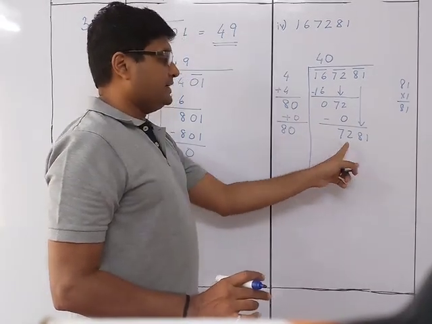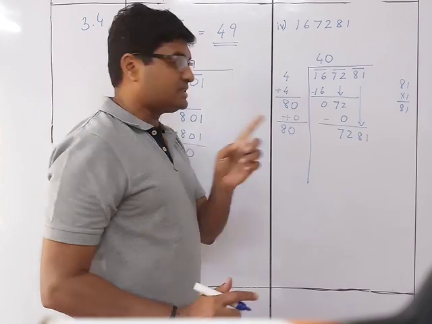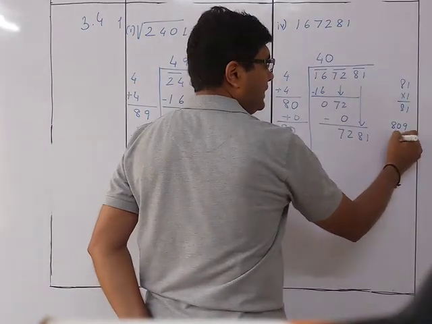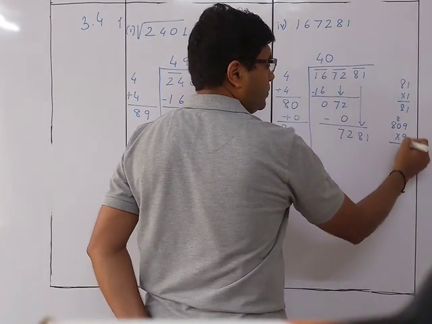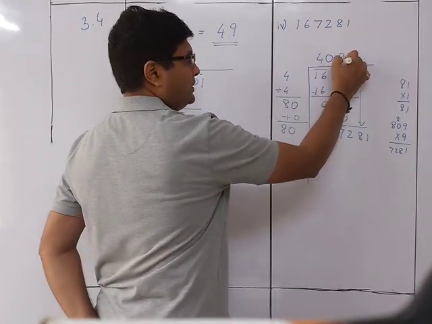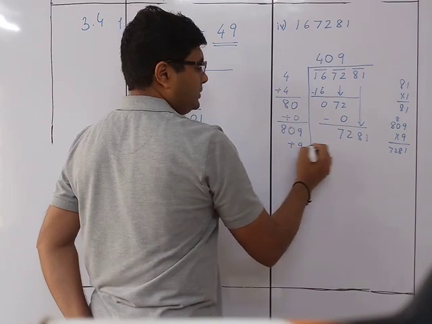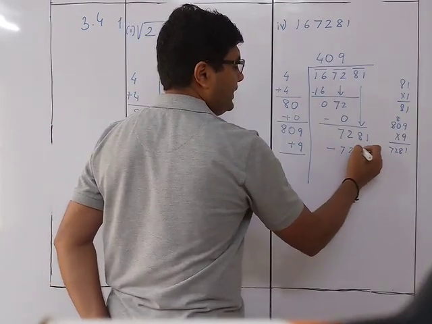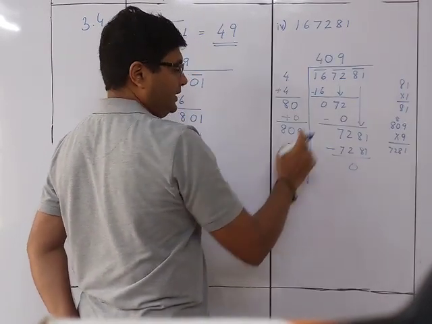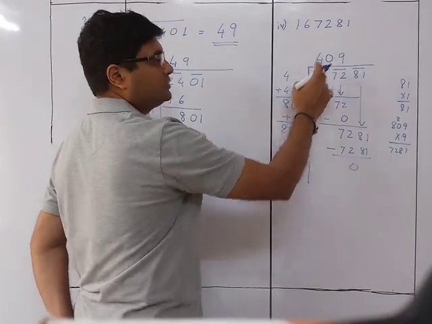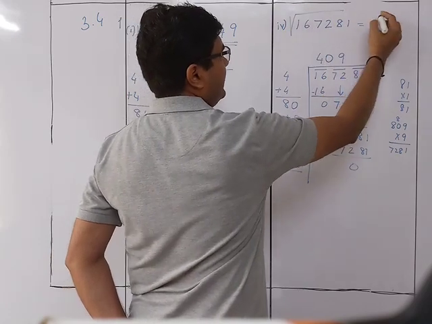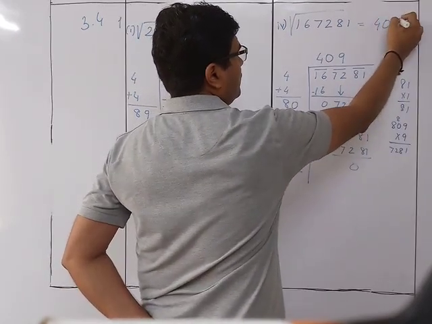Now I am going to check 872. I know 8 9s are 72. So I'll try that with 809 into 9. 9 9s are 81. 8 here and 7 2. It's exactly the same as what I require. So I'll put a 9 here. Minus 7281, gives me 0 here, and this will be 818. So 818 is double of 409. So the square root of 167281 is 409.